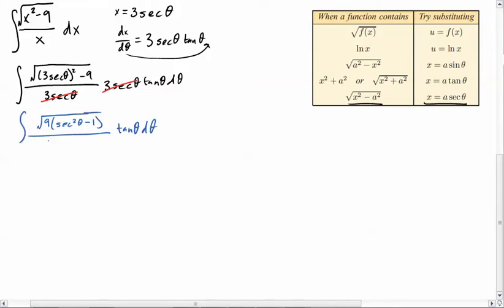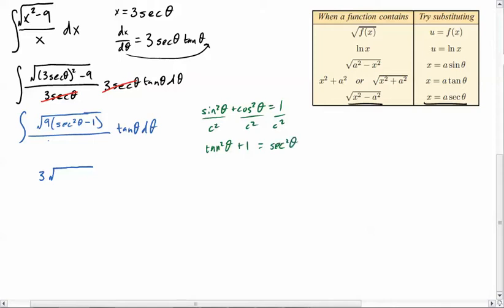Okay, now from here we're actually going to say, okay, well, I can do square root of 9, which is 3, and then I need to do secant squared minus 1. Now you may remember this from old times past. Sine squared plus cosine squared equals 1. And if I divide everything by cosine squared, sine over cosine would be tangent squared of theta, and this would be plus 1 equals 1 over cosine squared of theta, which is secant squared.